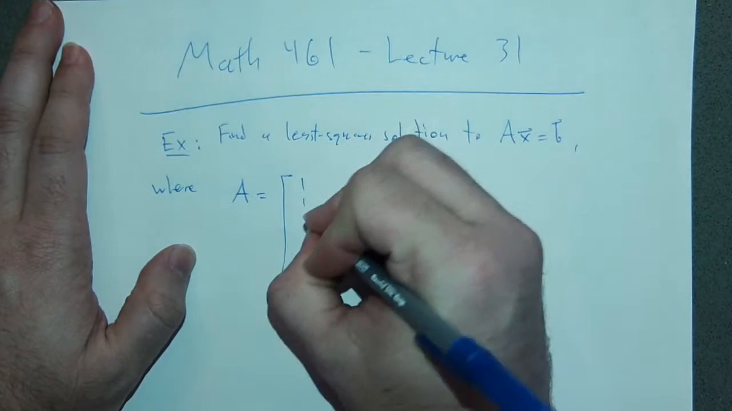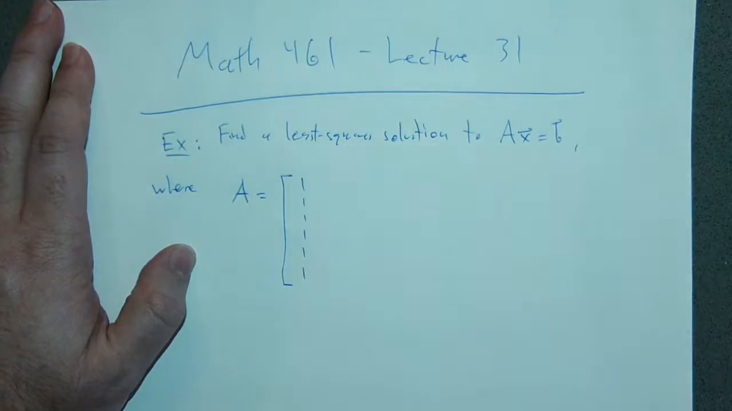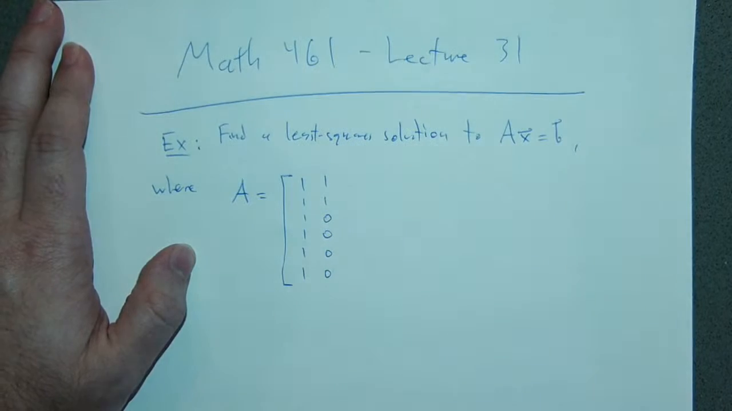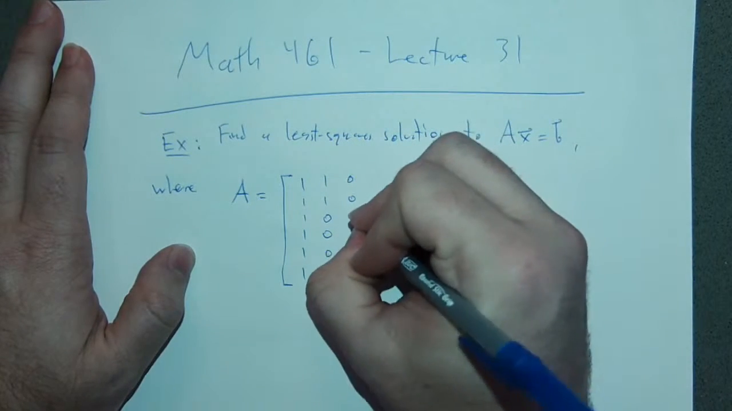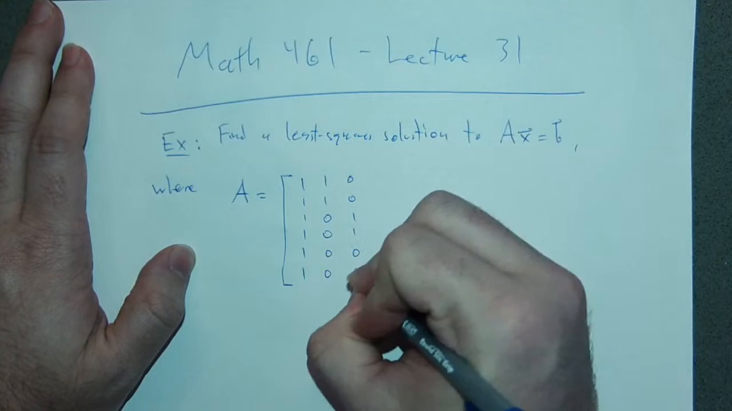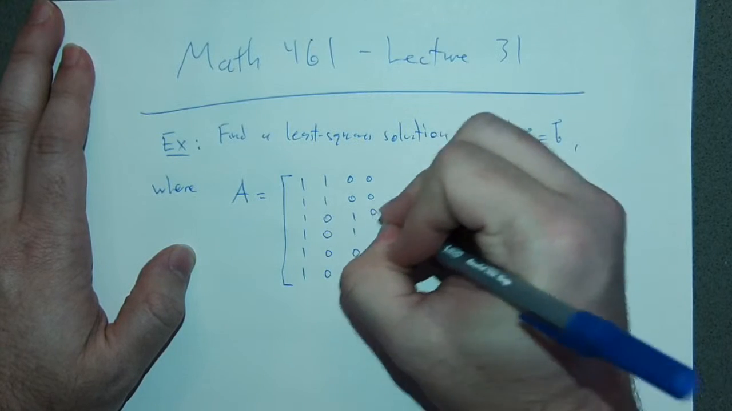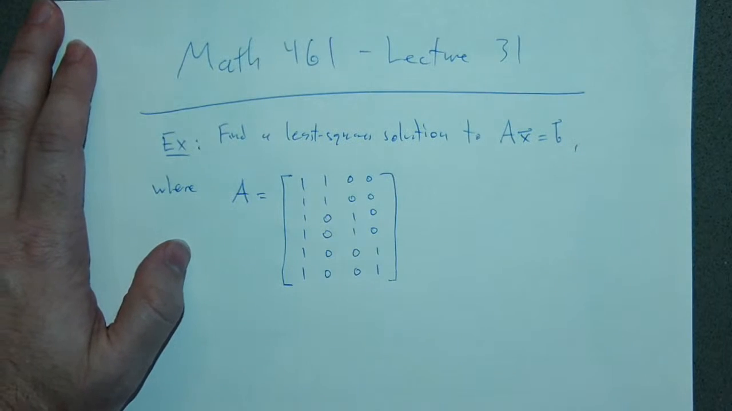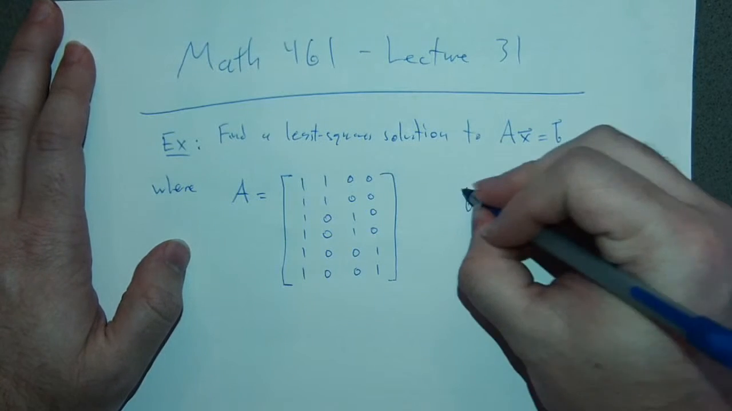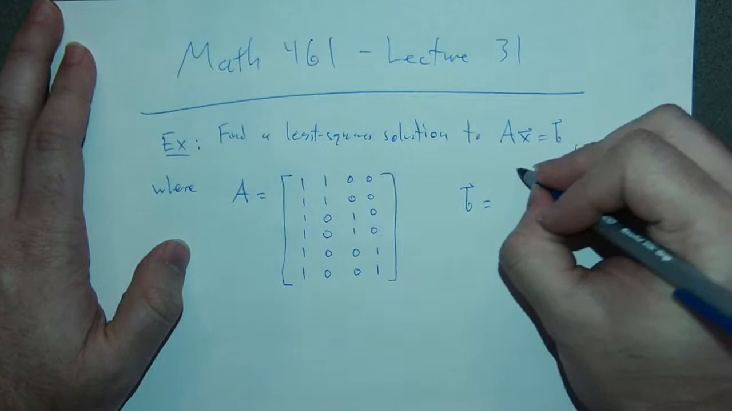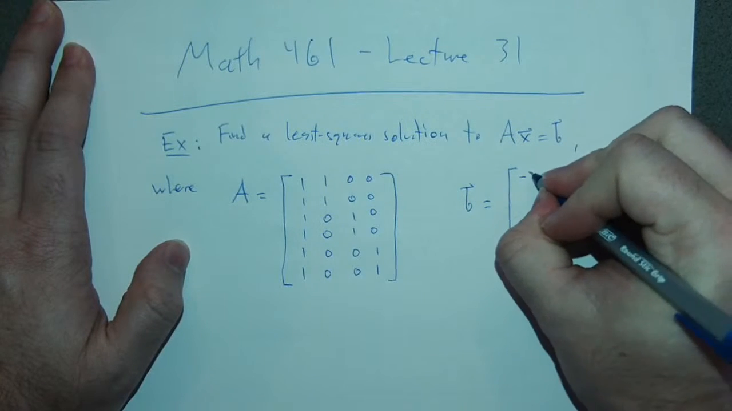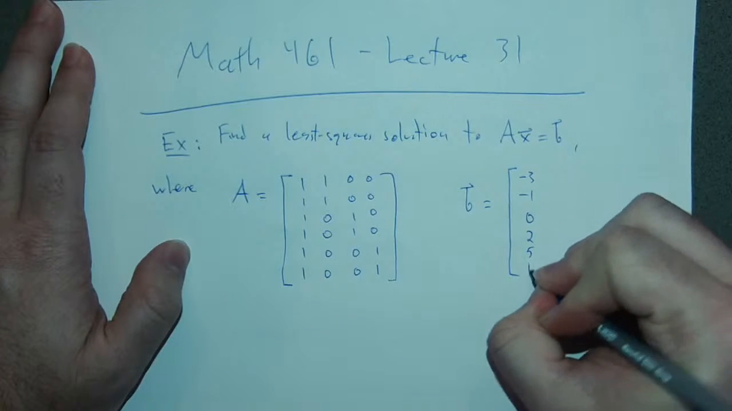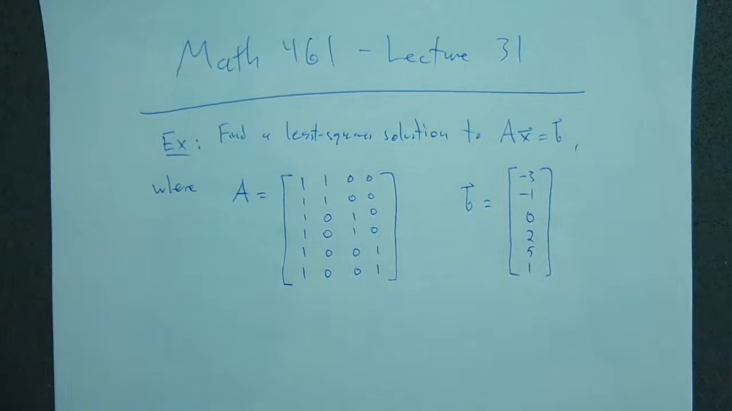So we'll say the columns are: 1 1 1 1 1 1; 1 1 0 0 0 0; 0 0 1 1 0 0; and 0 0 0 0 1 1. And let b be the vector (-3, -1, 0, 2, 5, 1).